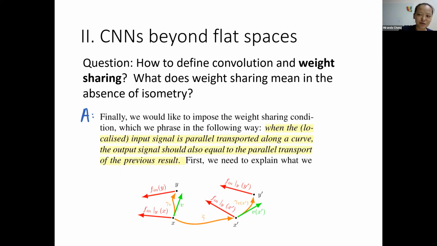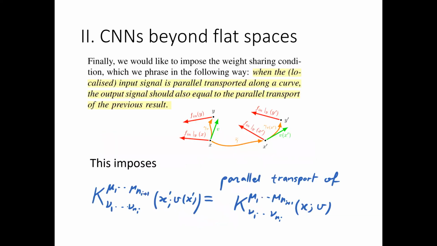So how do you transport the kernels? Well, here, the weight sharing should be phrased in the following way, namely when the input signal, which is assumed to be localized, is parallel transported along a curve, the output signal should also equal the parallel transport of the previous result. And then we all know the only way to achieve it is to parallel transport your kernel along the same curve appropriately.